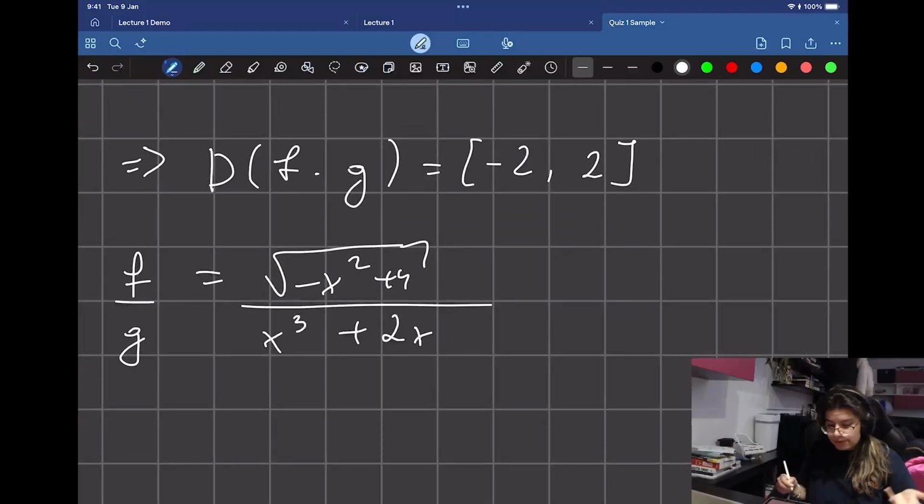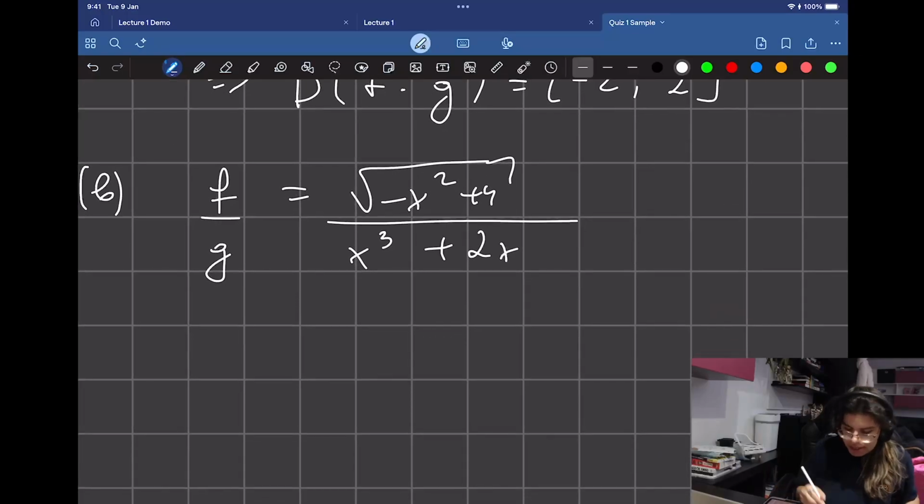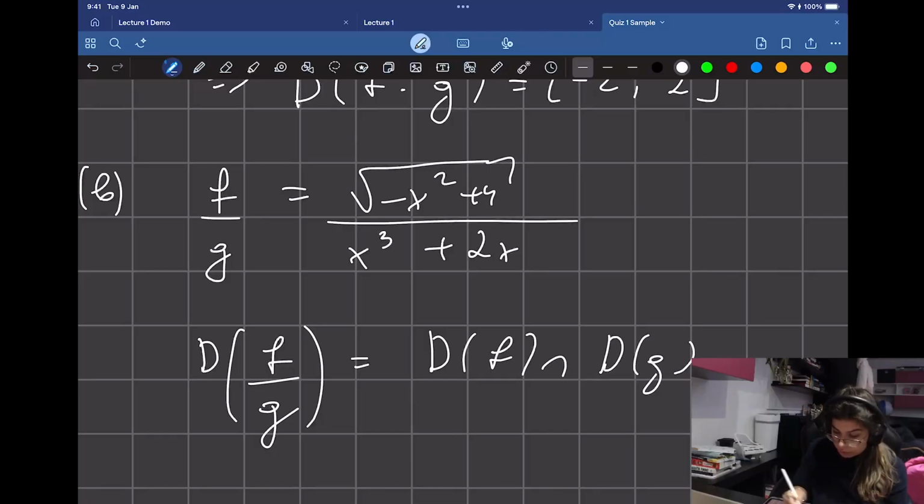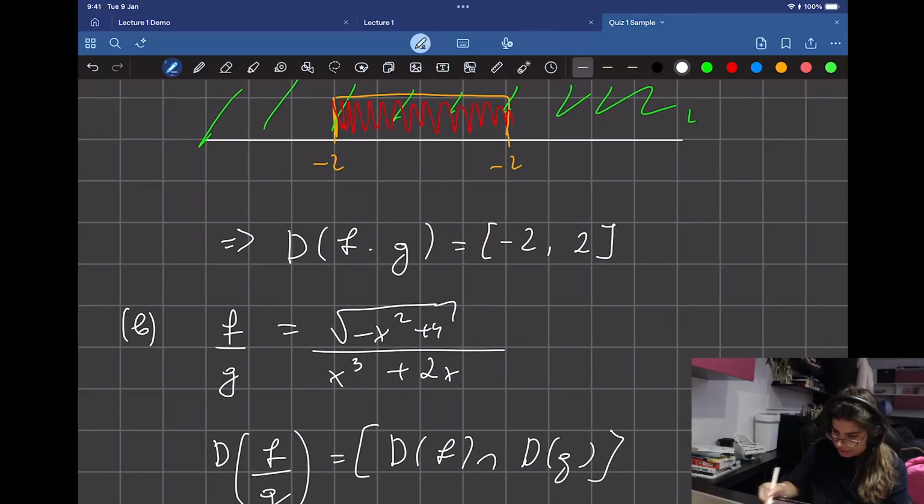And again, there isn't much more that you can do, so you don't even need to try to simplify this. That's your answer for f divided by g. And then for the domain, it's going to be very similar to the domain of the product. So we're going to start the same way, which is d of f intersected with d of g, which we already found, by the way. This is the answer to that portion.